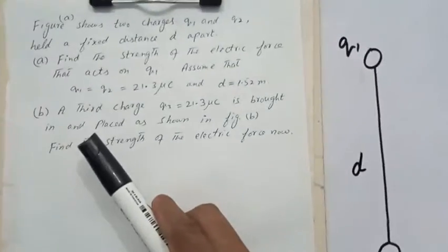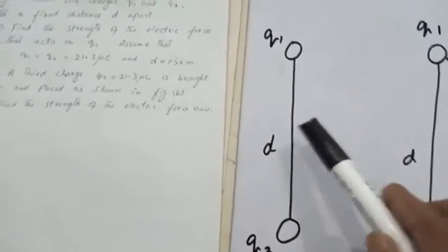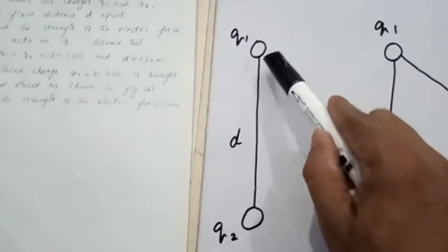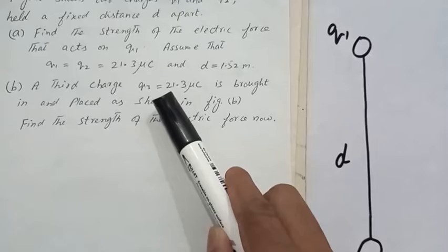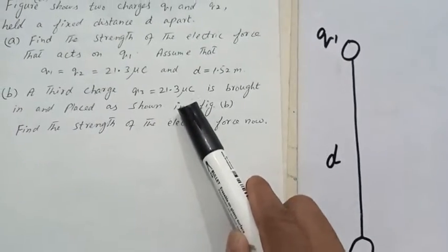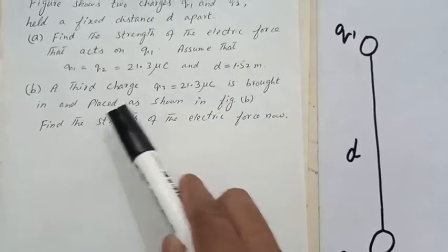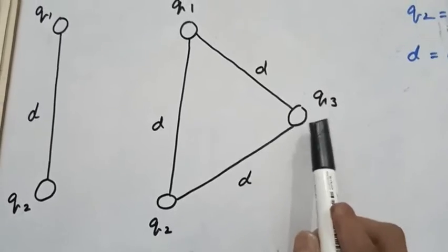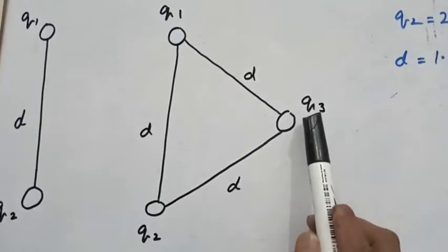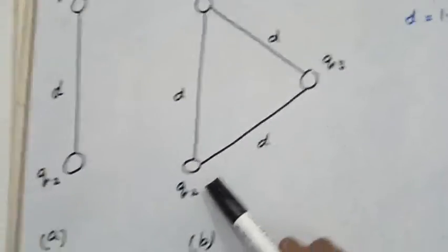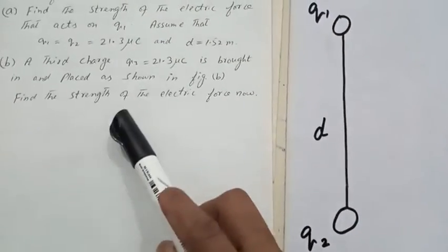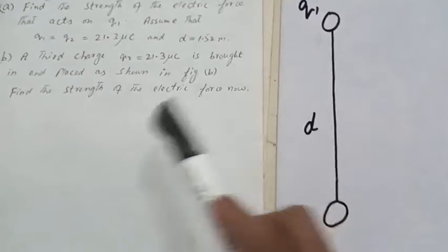For the second part, the statement is as follows. In the first case there are two charges, that is q1 and q2 at distance d. Now a third charge q3, 21.3 microcoulombs, is brought in and placed as shown in the figure. The third charge q3 is placed here in such a way that it is at distance d from charge q1 and at the same distance d from charge q2. Find the strength of the electric force now on charge q1.